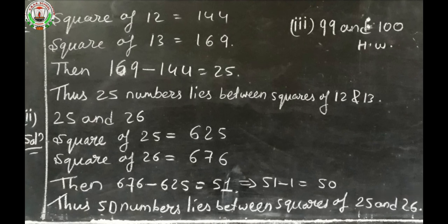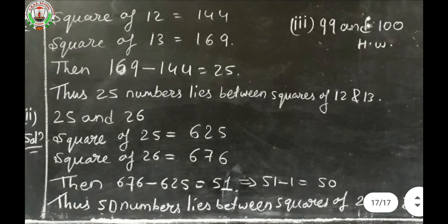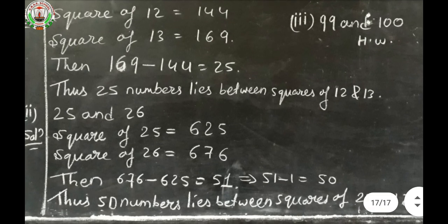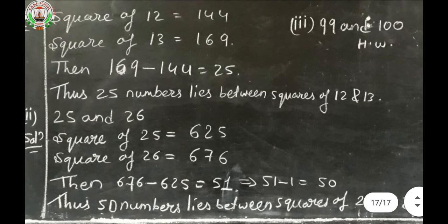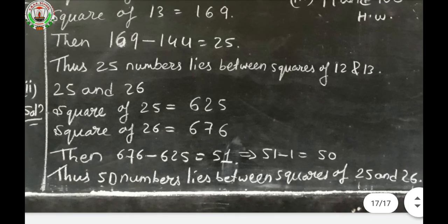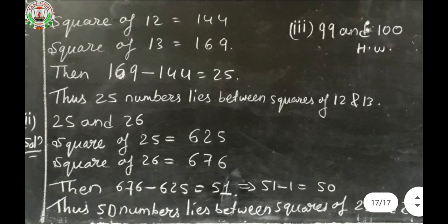As it is said in the property, it will be 1 less. Do you remember the property? Once go through the property, then it will be easy. 1 less, that means 51 will be subtracted with 1. So the result will come as 50. So 50 numbers lie between the squares of 25 and 26. So in this way the exercise is completed.